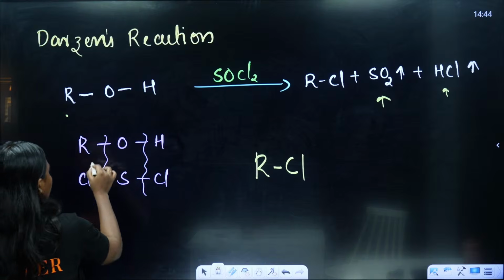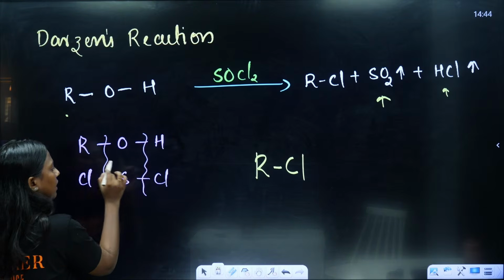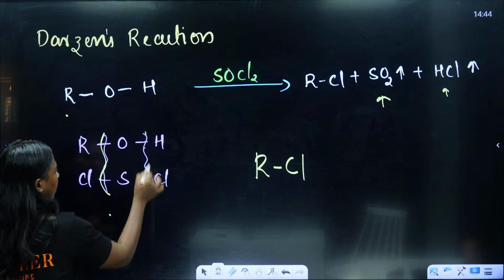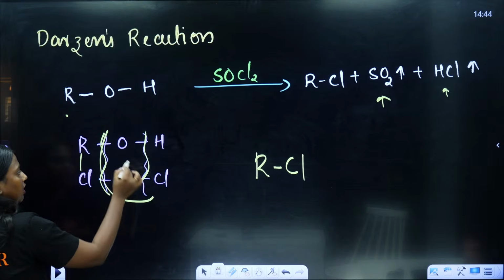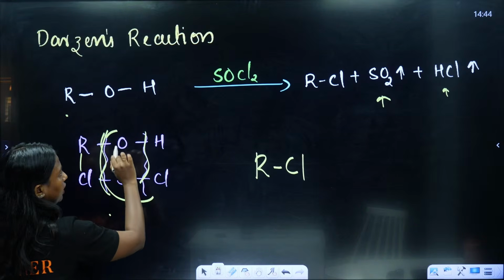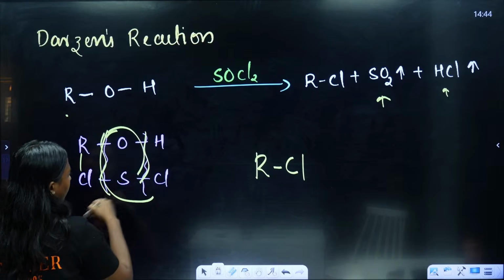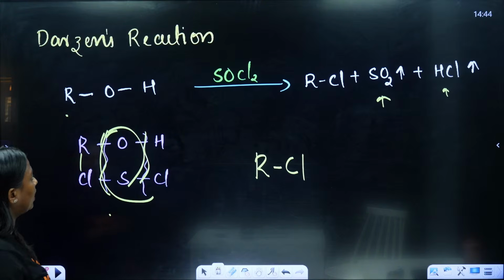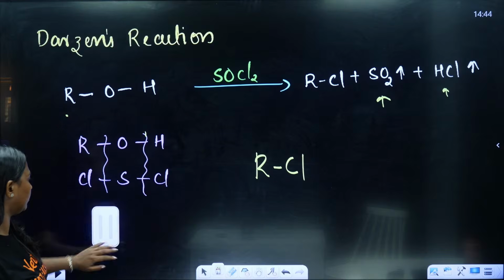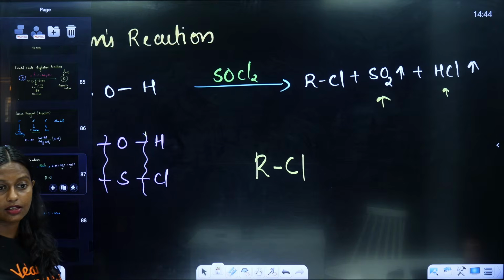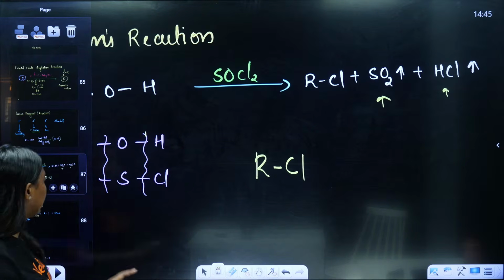So here we have ROH and Cl-S-Cl. This bond breaks and this bond will form. SO2 leaves, and HCl leaves. Yes, clear? Dawson's reaction is clear.